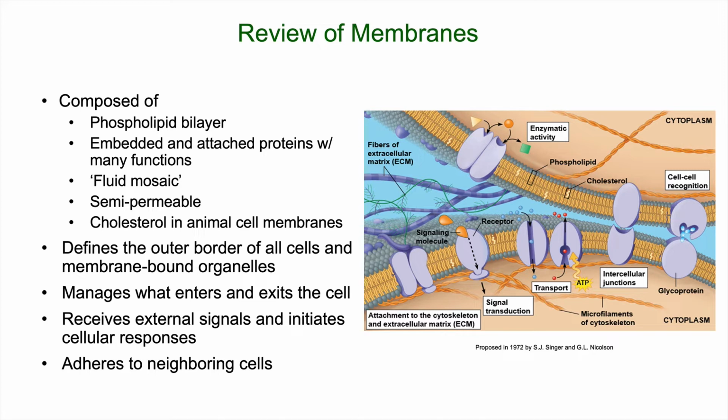The membrane is semi-permeable, meaning that some things get through and some things don't. And again, in animal cells, there's a significant amount of cholesterol in the tail region of the membrane to give it strength but still flexibility.